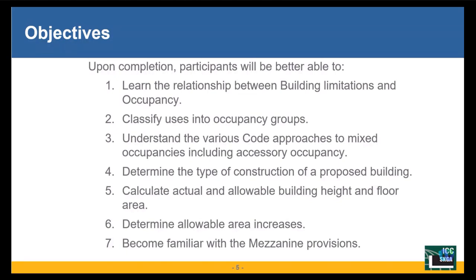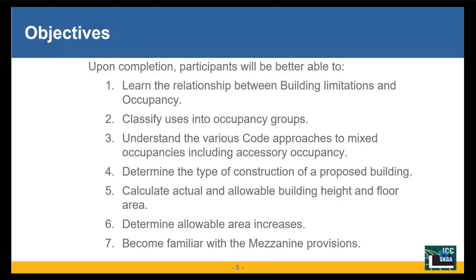And then determine the type of construction of a proposed building, calculate the actual allowable building height and floor area, determine the modifiers for the allowable area increases, where the code allows you to increase the allowable areas, and then become familiar with the mezzanine provisions.